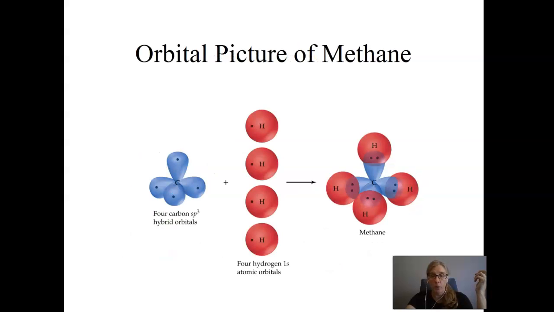So then our orbital picture of methane would involve the overlap not of the individual s and p orbitals, but of these hybrid orbitals, to create the tetrahedral arrangement when they overlap with the 1s electron of the hydrogens.